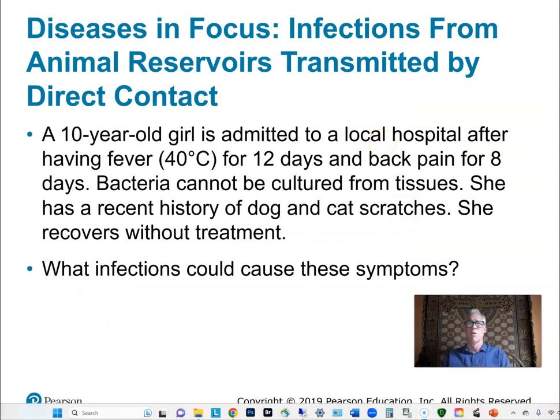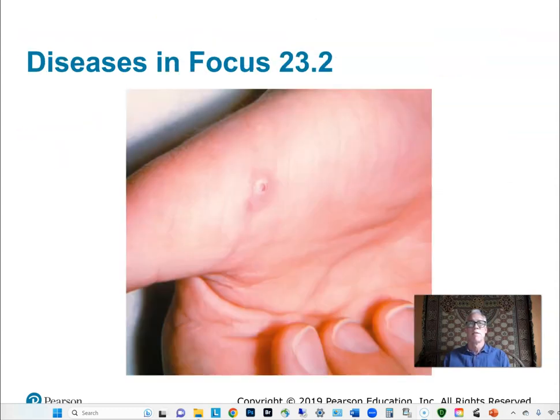So a 10-year-old girl is admitted to the local hospital after having a fever for 12 days and back pain for 8 days. Bacteria cannot be cultured from the tissues. She has a recent history of dog and cat scratches. So that's a giveaway, right? The prolonged fever of Bartonella henselae, cat scratch fever. There's her little lesion at the site of the scratch.